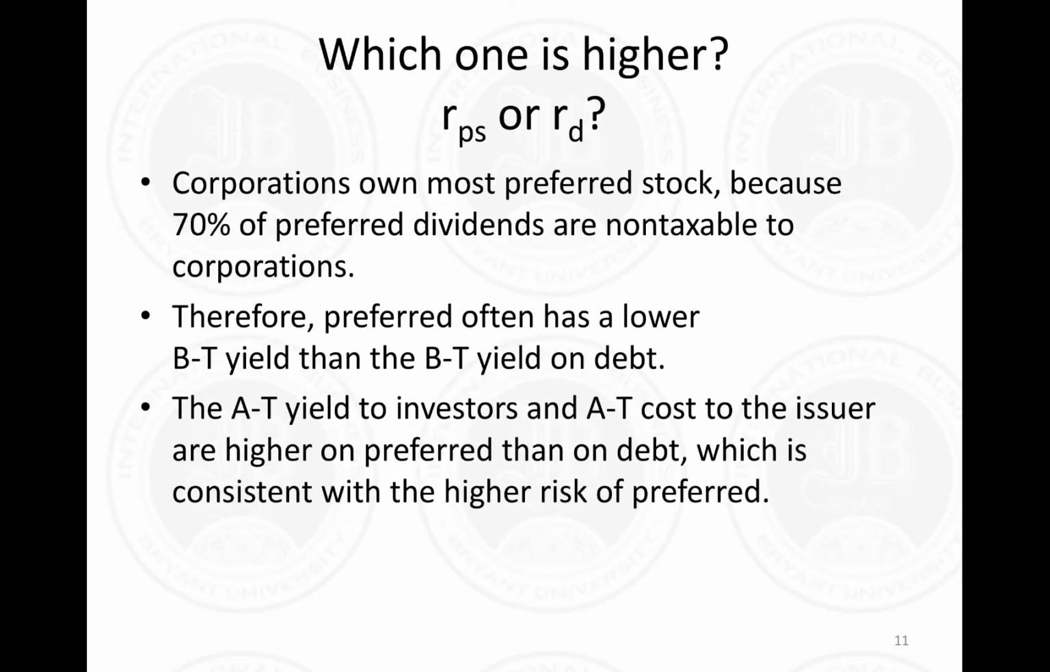Which one would be higher, the return on preferred or the return on regular debt? Here's a tricky thing, because corporations can actually deduct up to 70% of the preferred dividends. So we have this issue that the before-tax yield on debt and preferred is one thing, but the after-tax yield to investors and the after-tax cost to the issuer are higher on preferred than on debt. So the after-tax result is consistent with the fact that there's more risk for preferred stock.